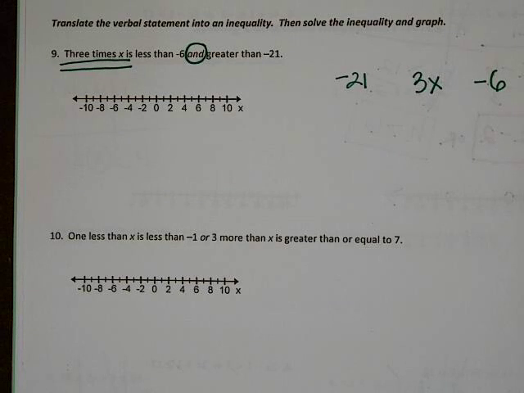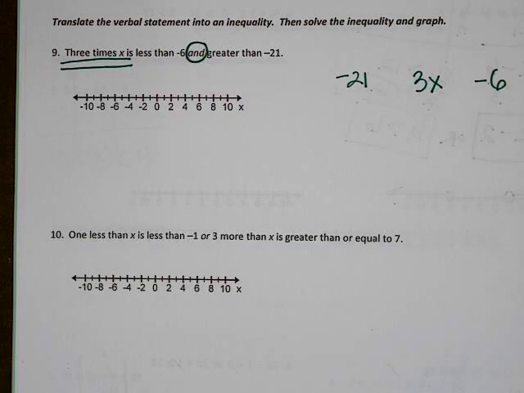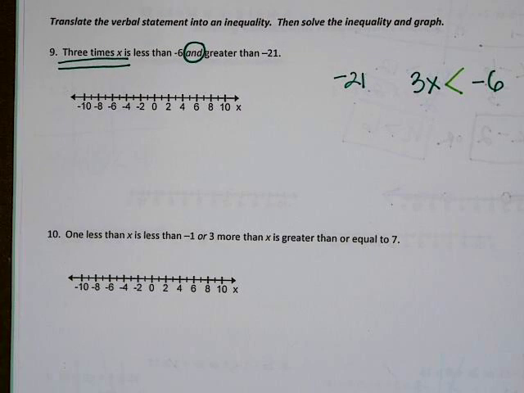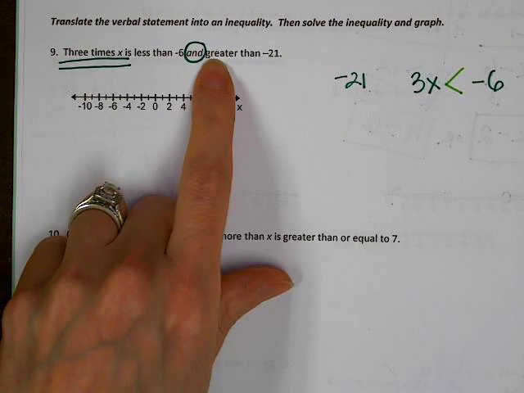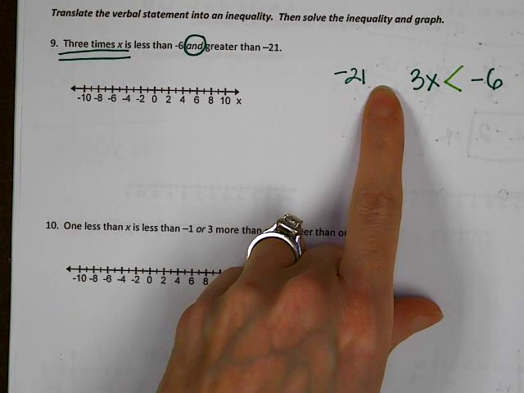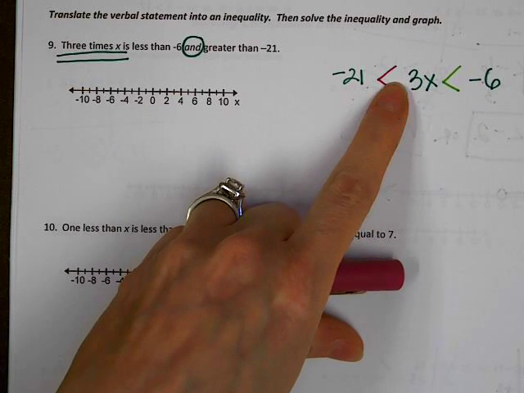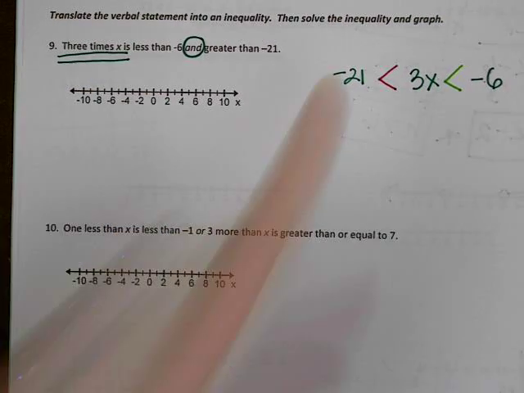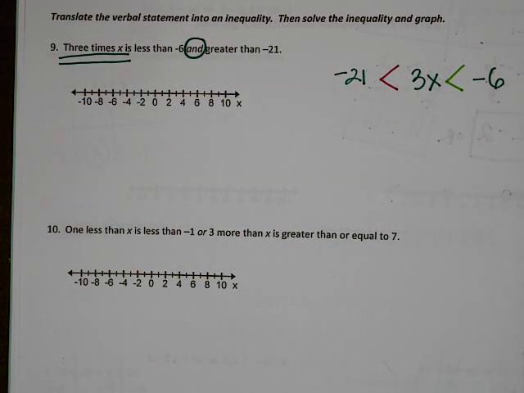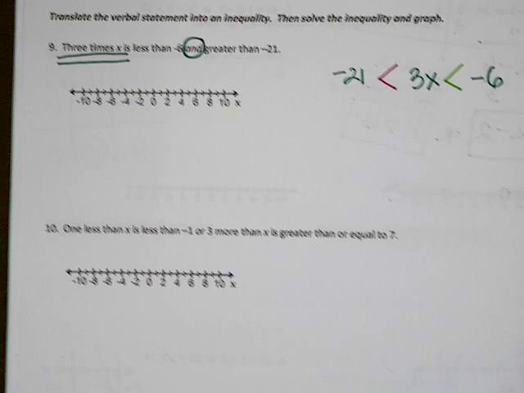Okay, now let's just read what's happening here. It says less than -6. So I know this one's going to be a less than. And then it says greater than -21. But since you're reading this one backwards, it's got to be greater than 3x is greater than -21. That's the setup. Okay, so I'll leave you guys with that. You can go ahead and finish solving this one.